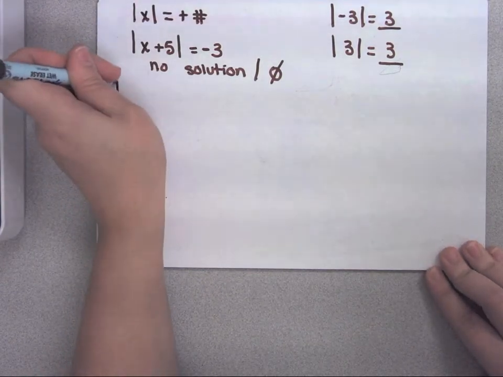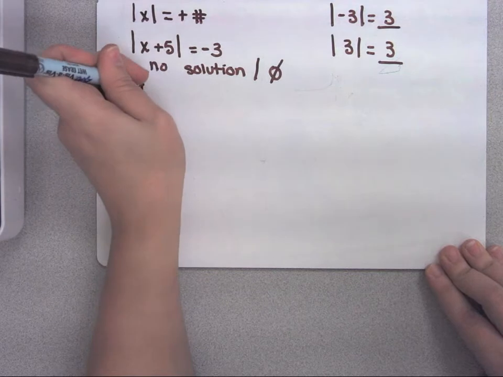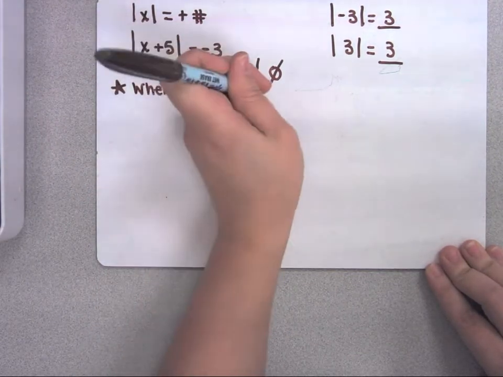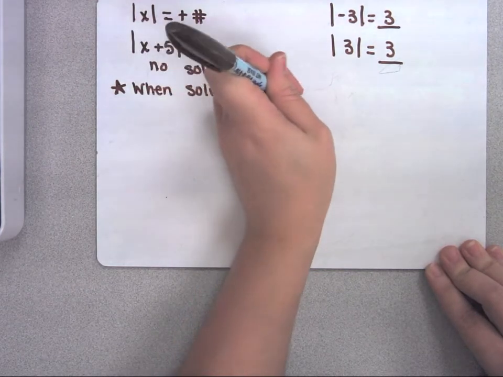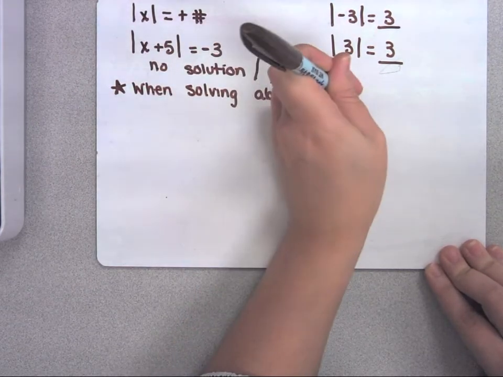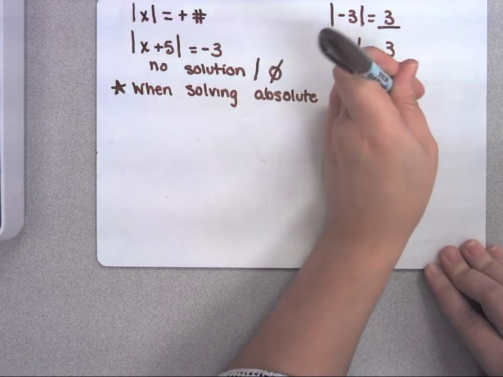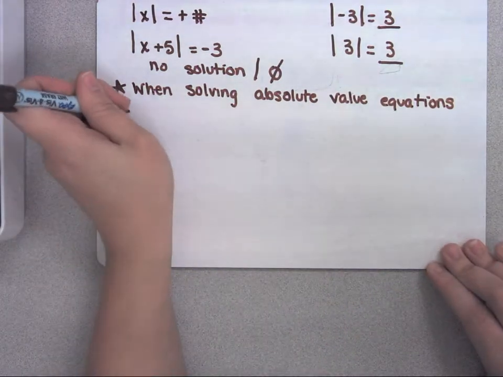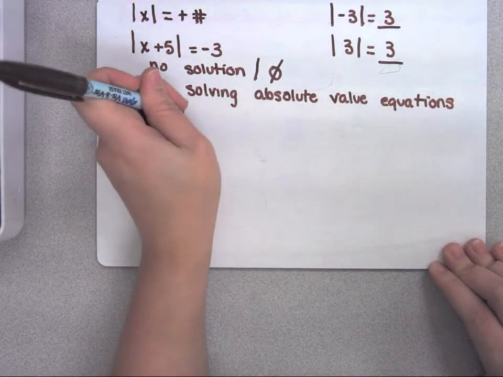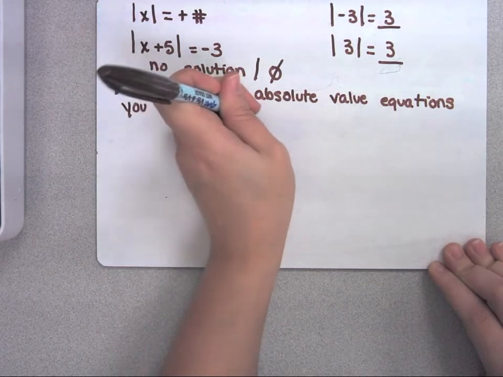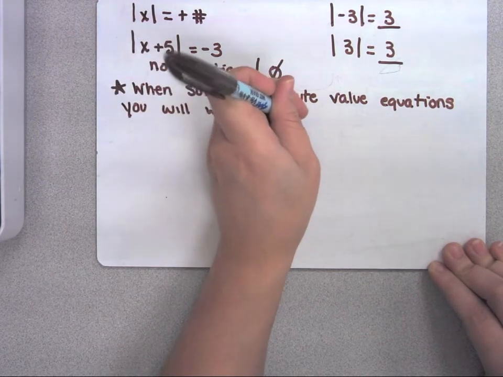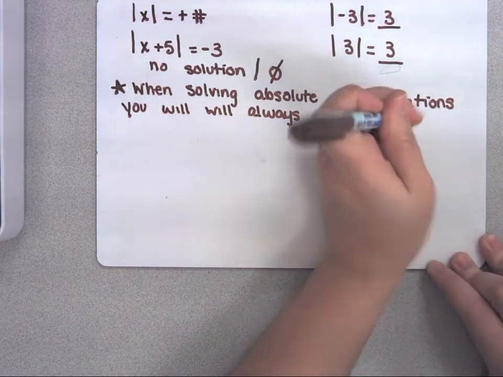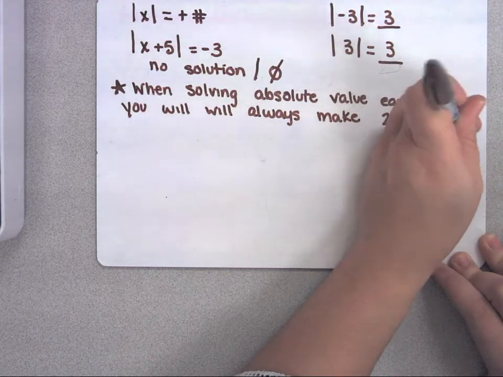You always put a little star: when solving absolute value equations, you will always make two cases, period.